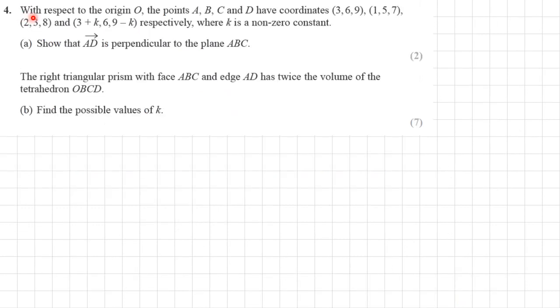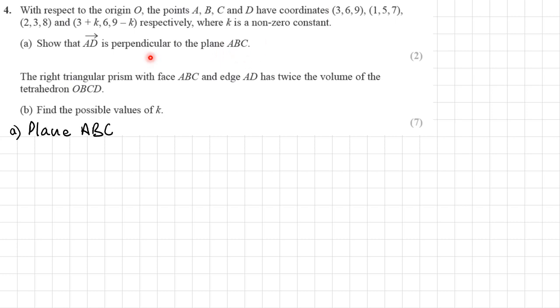Question 4. With respect to the origin O, the points A, B, C and D have coordinates (3, 6, 9), (1, 5, 7), (2, 3, 8) and (3 plus k, 6, 9 minus k), respectively, where k is a non-zero constant. Part A, show that vector AD is perpendicular to the plane ABC.